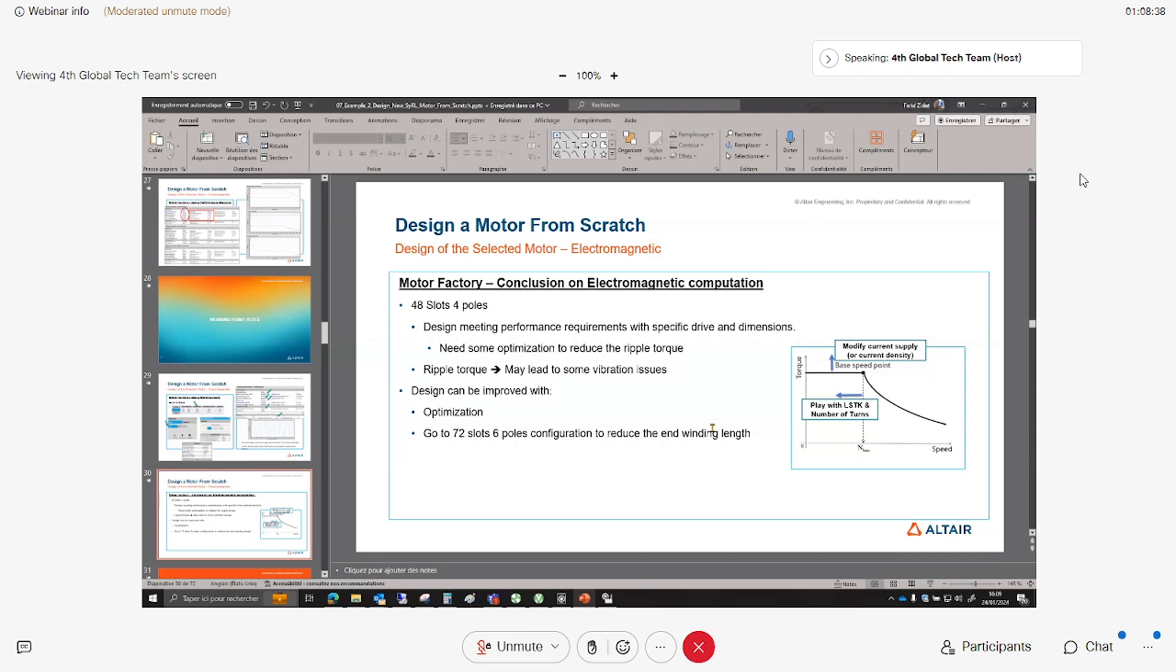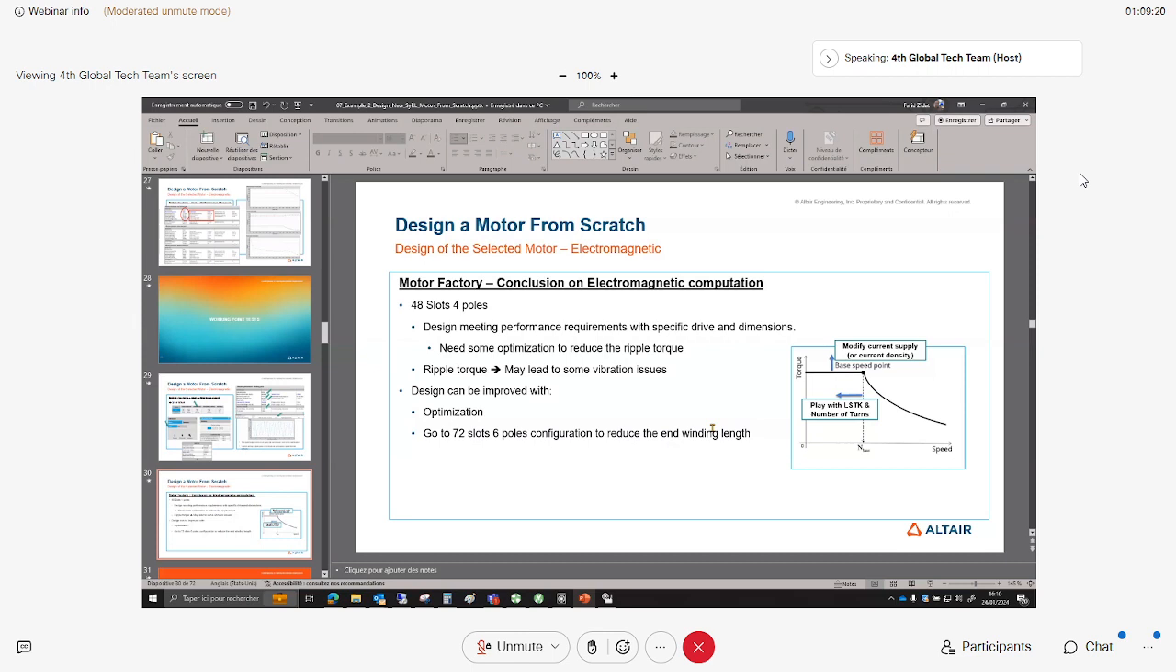Then the torque ripple is a little bit high. Yeah, it may lead to vibration. Torque ripple is not always equal to vibration, but in some cases it can be the source of vibration. But anyway, if you have a gearbox, the torque ripple will be transmitted to the gearbox as well. So here as well, I am not afraid because we can make some optimization to reduce this torque ripple. Yeah, so from the electromagnetic point of view, this machine is a good one.